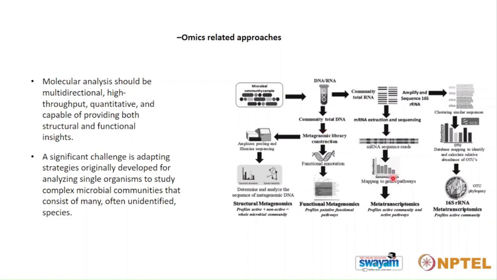So omics related approaches can be classified into different omic based approaches, which can be classified into metagenomics, transcriptomics, proteomics, and several other omic based approaches. So using these omic based approaches, we can study the structural and functional module of different organisms. So why is it so necessary to study the genome, or any other entities related to omics?